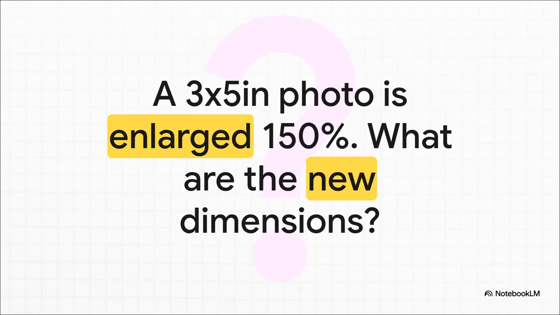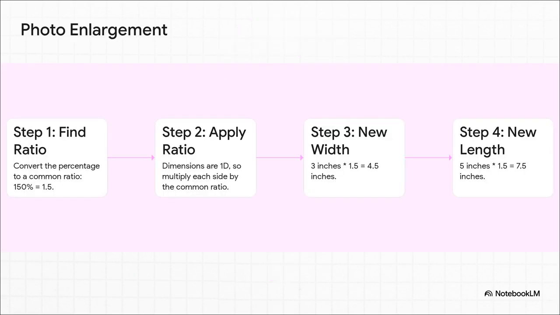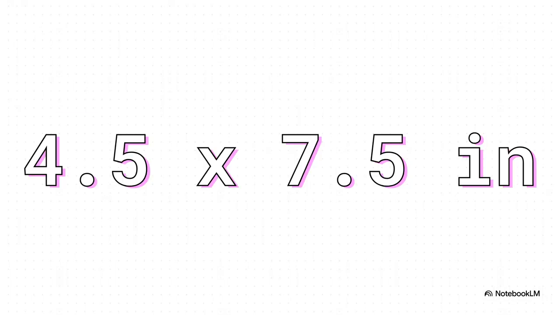All right, first up, let's say you have a 3x5 photo, and you want to enlarge it by 150%. What are the new dimensions going to be? How would you figure that out? Well, once you know the rules, it's actually pretty easy. First, you just turn that percentage into our common ratio. So 150% becomes 1.5. And since the dimensions, the sides, are just length, that's a 1D problem. So we just multiply each side by 1.5. And boom, there's your answer.